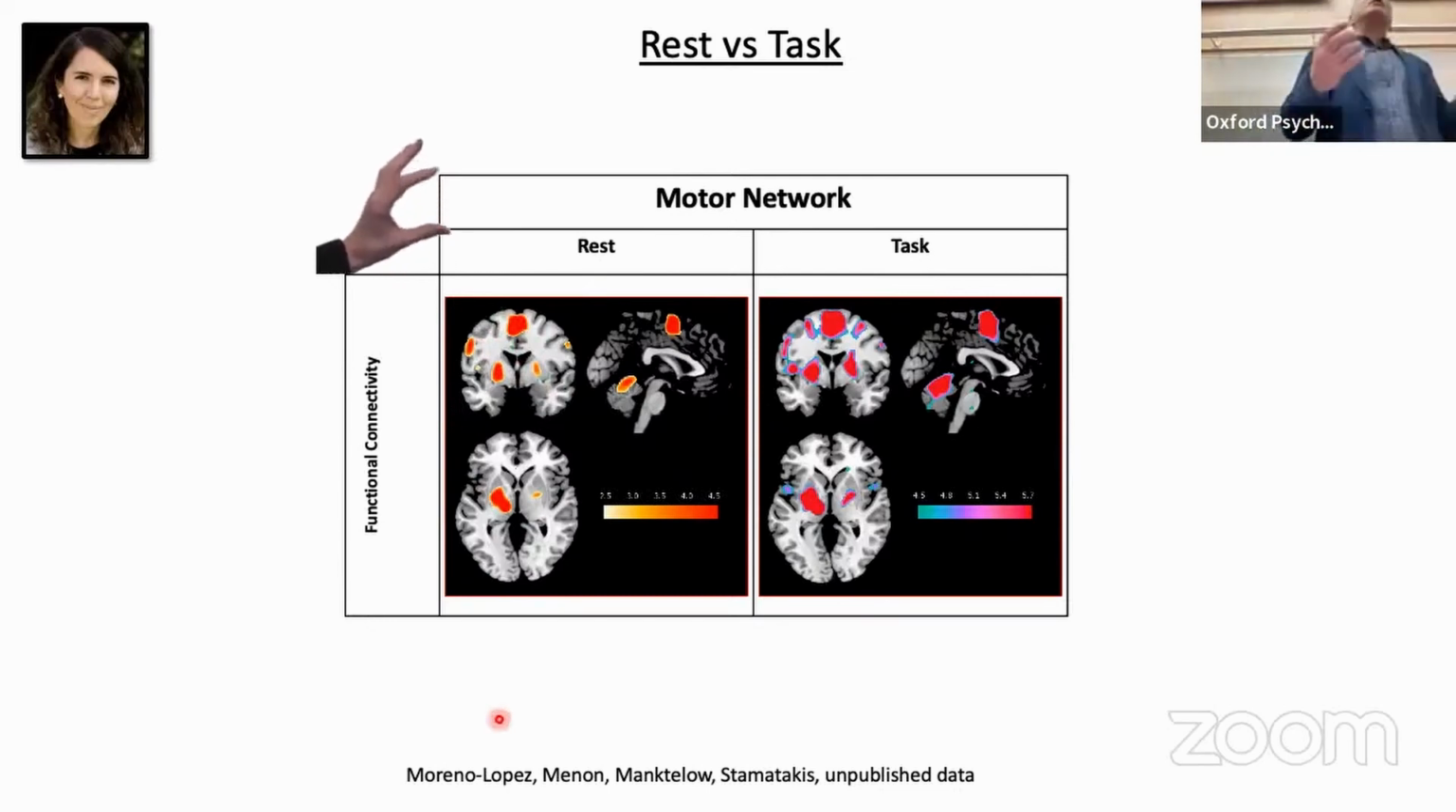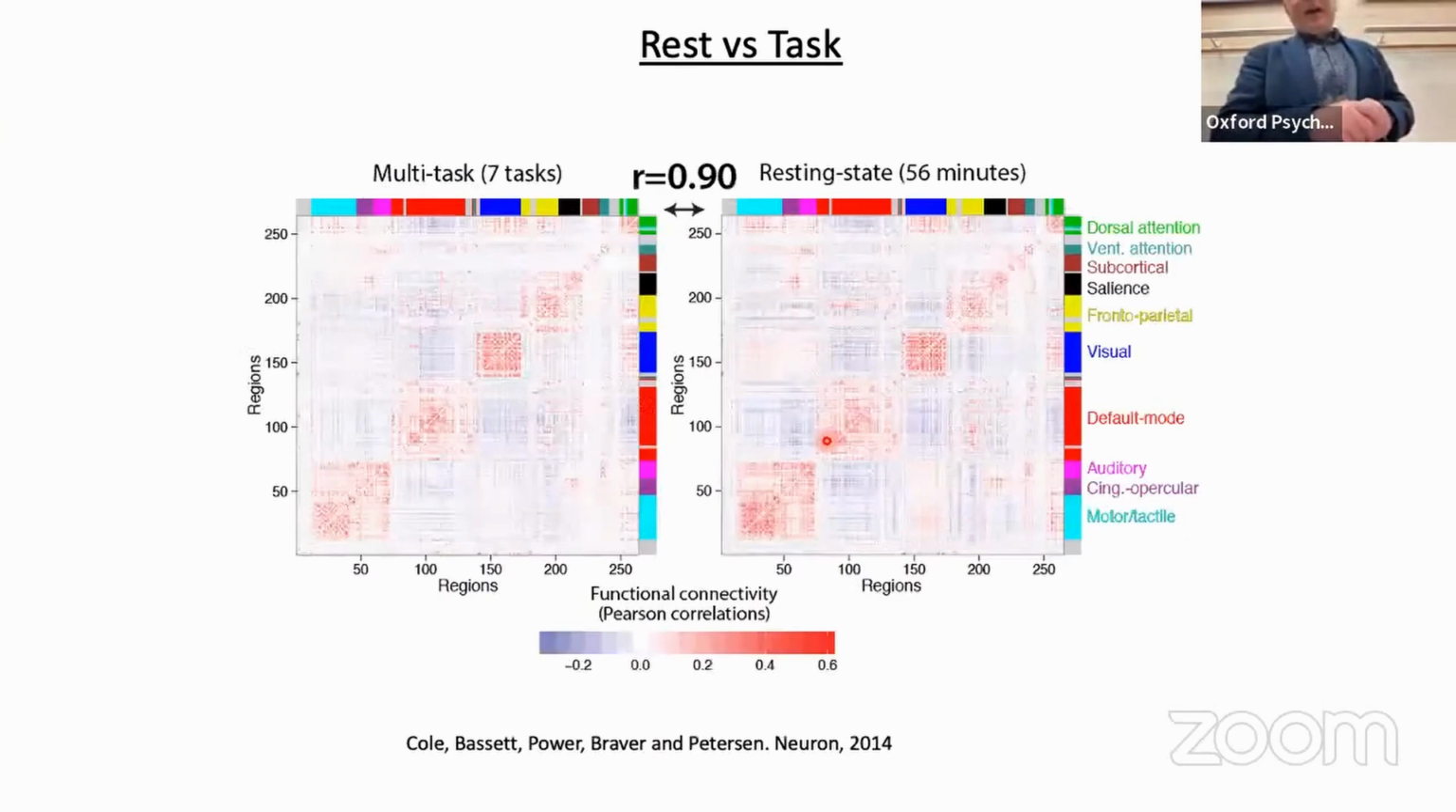So you see there's a huge overlap. The areas engage more when you're actually doing the task than when you're not doing the task, but still the same network is there.